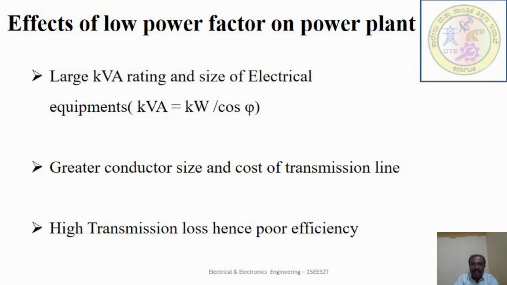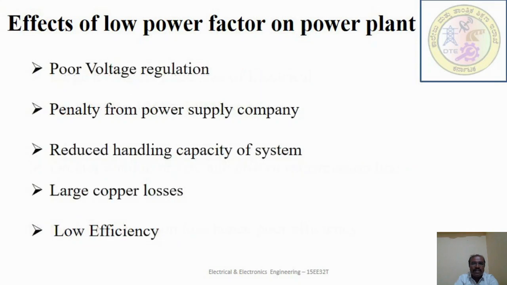Once again, we will glance. Large kVA rating and size of electrical equipment, greater conductor size and cost of transmission line increased, high transmission losses, hence there will be poor efficiency, poor voltage regulation, a penalty from the distribution companies for not maintaining the power factor, reduced handling capacity of the system, large copper loss and low efficiency. Next.